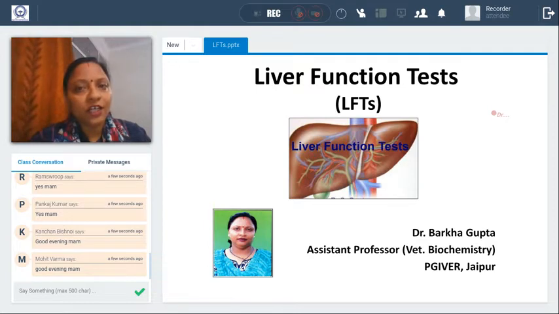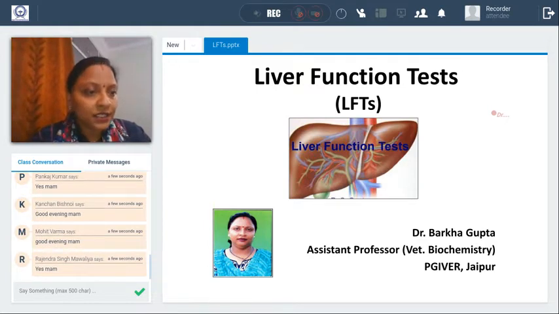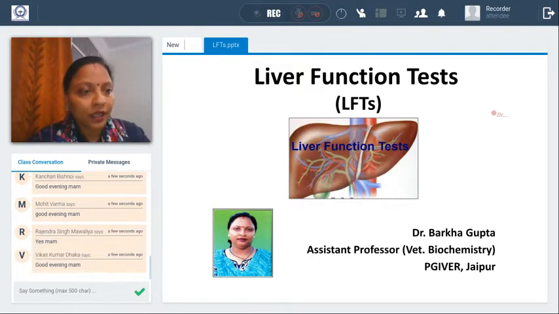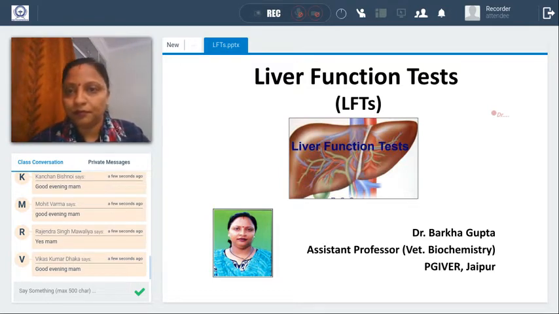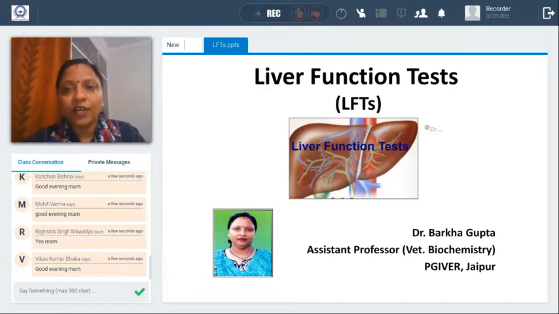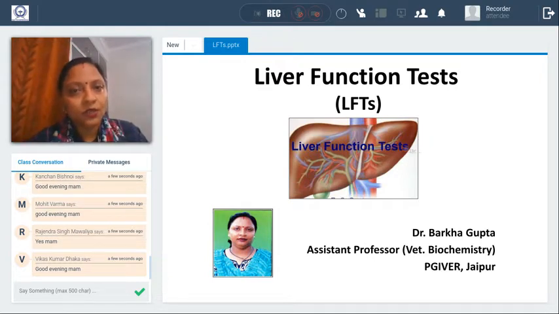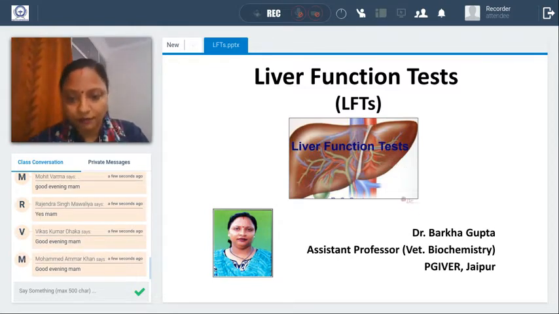Today's topic is liver function test. In the previous class, we studied clinical enzymology, the study of various enzymes which are important for diagnostic purposes. Let's start with liver function test. This is also an important clinical aspect of analytical biochemistry.